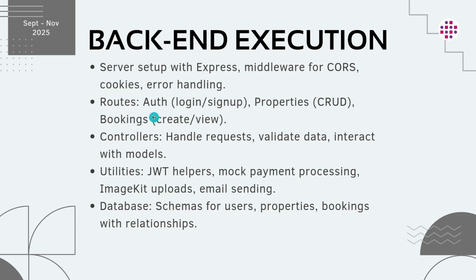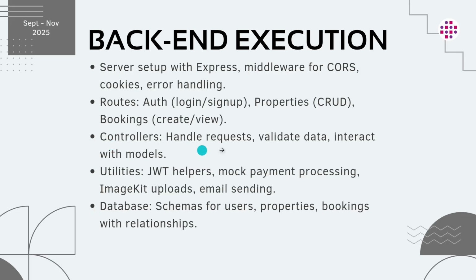The routes we created. Routes basically means the endpoints with which the client side and the front end interact. So the routes that were created were auth, properties, basically CRUD operations. Properties means the listings, the accommodations that were listed. Every operation regarding them, like creating them, deleting them, or doing anything with them, updates and all. And at last, bookings, to create and view what you booked or what you are booking.